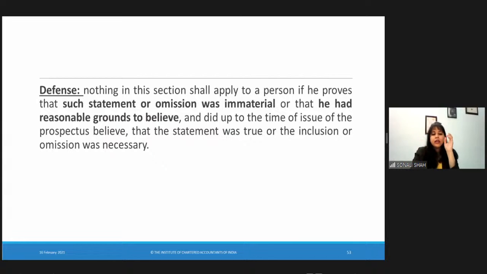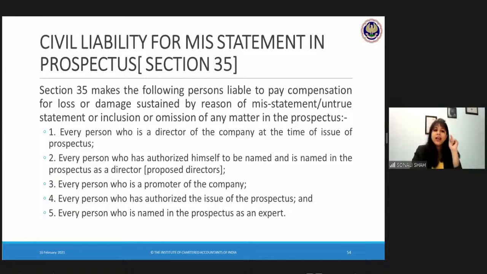Is this clear? So criminal liability is there on the people who have authorized the prospectus, but we have defenses available as well. What are those defenses for criminal liability? We can prove that the misstatement is immaterial, or the person who is authorizing the prospectus has reasonable grounds to believe that the statement was true or the omission was necessary.